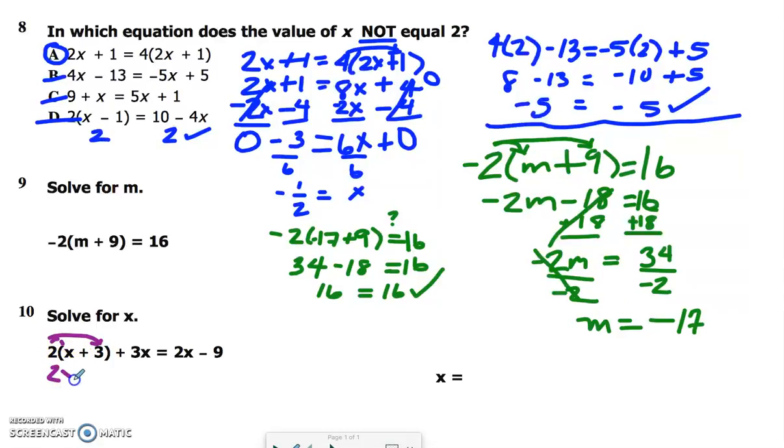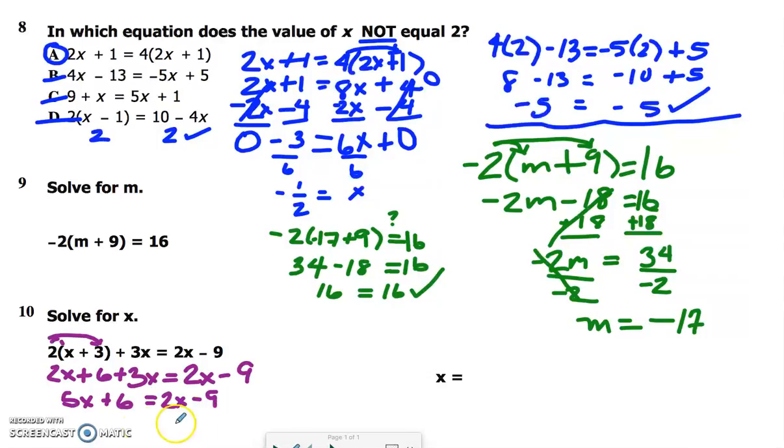2x plus 2 times 3 is 6, plus the existing 3x, equals 2x minus 9. Now distribution has been taken care of. Combine like terms. We have a 2x and a 3x. That's not 6x, that is 5x. Add your coefficients. Then we have 5x plus 6 is equal to 2x minus 9.